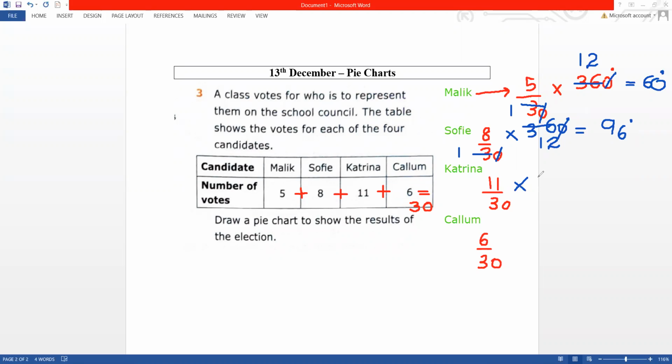So remember, first you add all the numbers and get the fraction for each. After that, you multiply with 360. If you follow these steps, then you won't make any mistake. Now this I will multiply, 11 times 12. I'll straight away multiply with 12. 12 times 1, 12. I write 2 and carry 1. 12 times 1, 12. 12 plus 1, it's 13. So I'm getting 132 degrees.